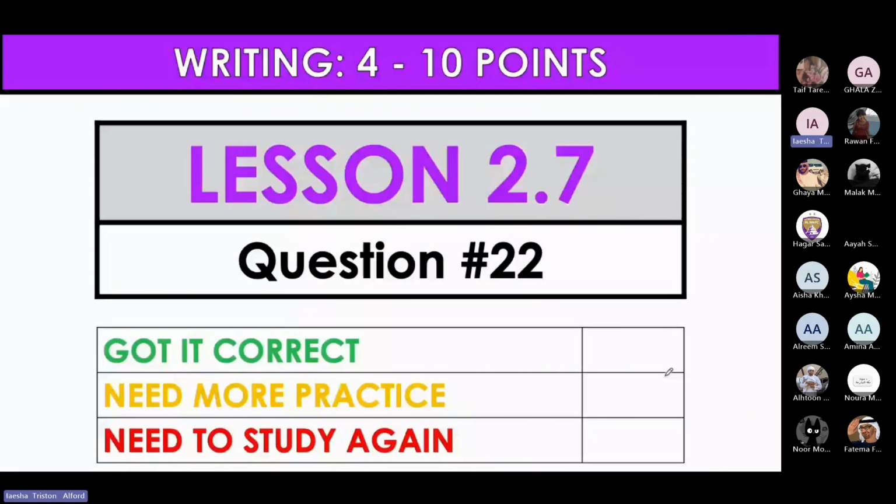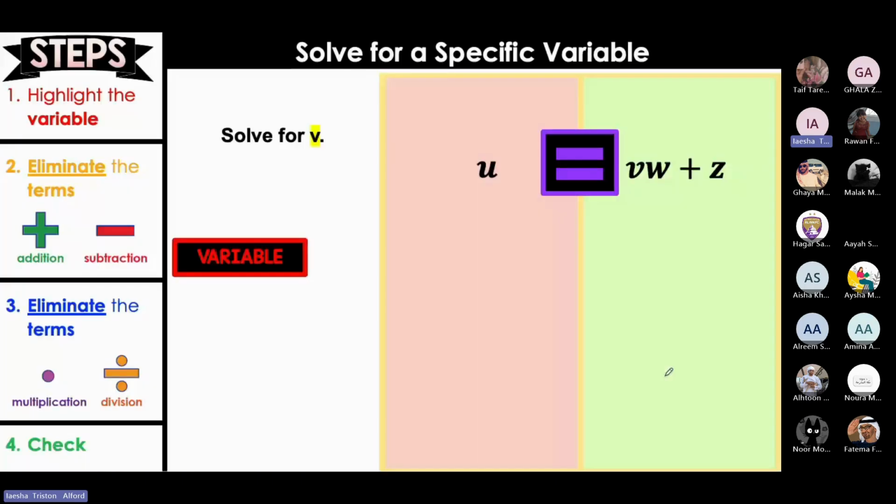This is question number 22, coming from lesson 2.7. So remember, lesson 2.7 is solving for a specific variable. The idea behind this is that you have to be able to get the variable alone. So in this question, they want the variable v. So we need to focus on where is the v.